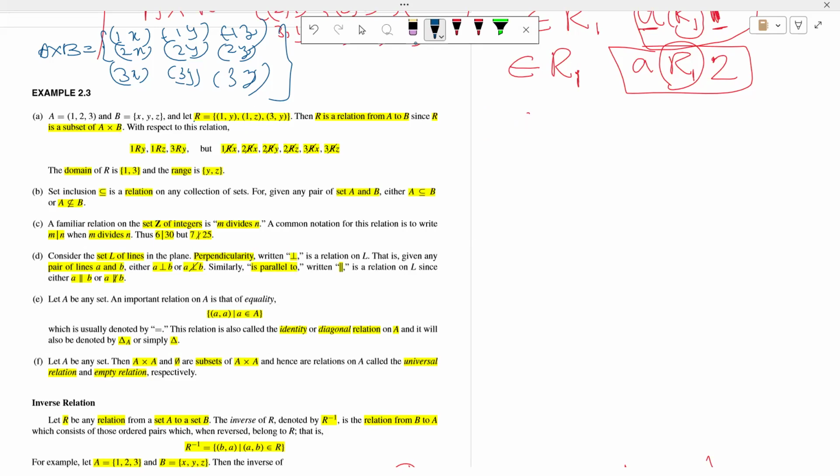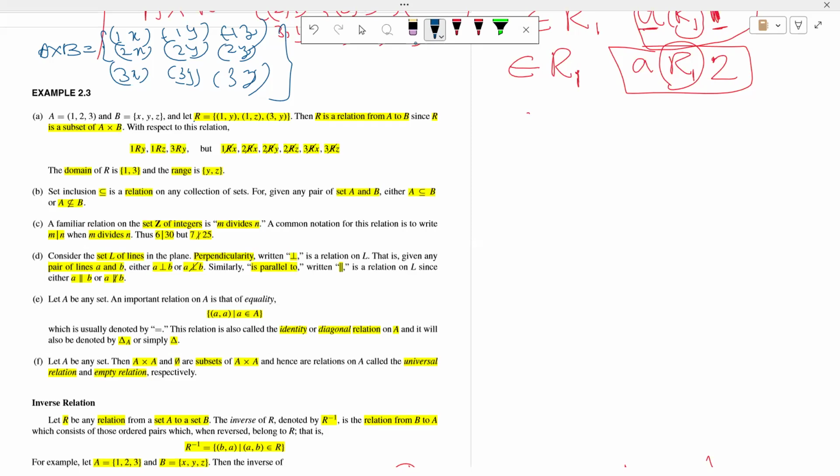Now they are telling R is a relation from A to B, right? Since R is a subset of A cross B, they are telling R is a relation from A to B. That's the definition of a relation, right? Because the ordered pairs in R form a subset of A cross B. So R is a relation from A to B, right?